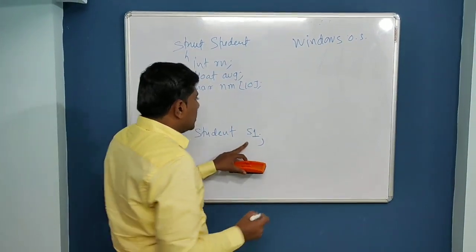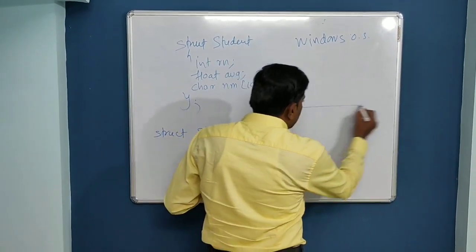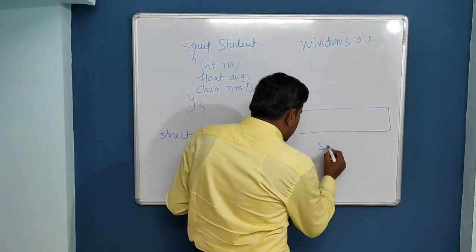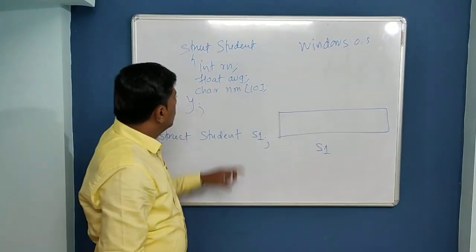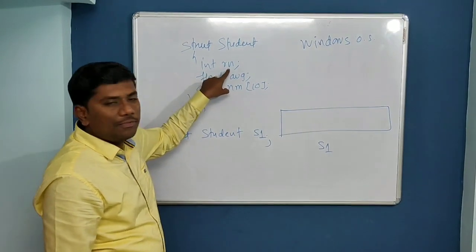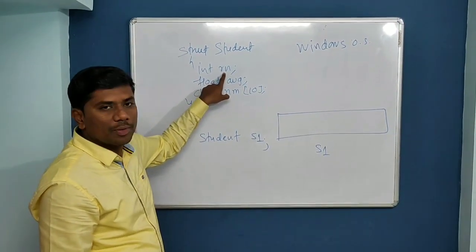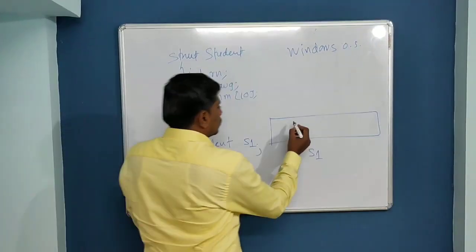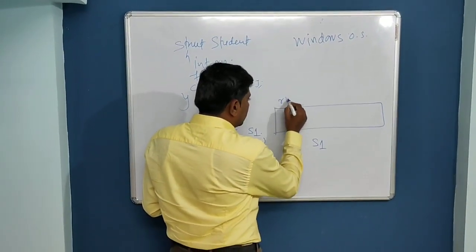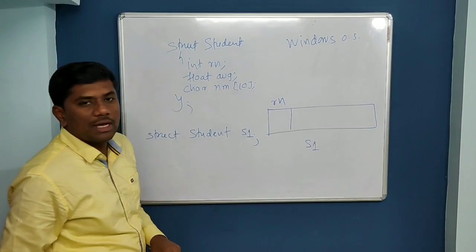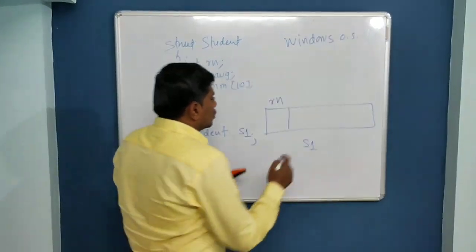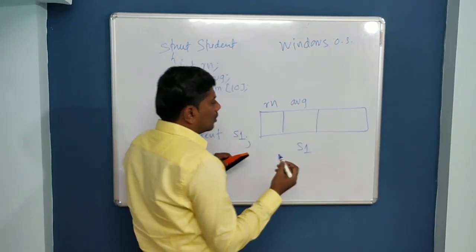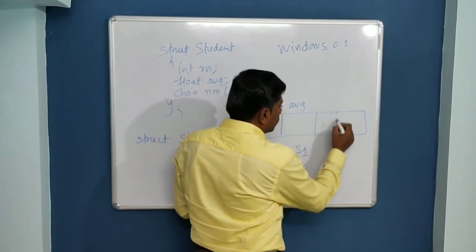So see, for S1, what compiler will do? Compiler will reserve memory like this. This will be S1. So compiler will check what is the first member. So roll number is first member. So how many bytes will be reserved for roll number? 2 bytes. So see, these are 2 bytes, and its member name is RN. Next, average. So it will reserve 4 bytes for your average because it is float, and then 10 bytes for the name.